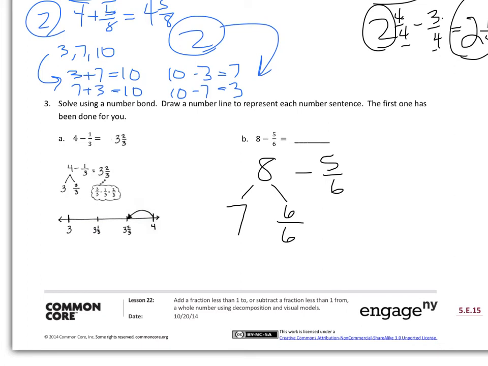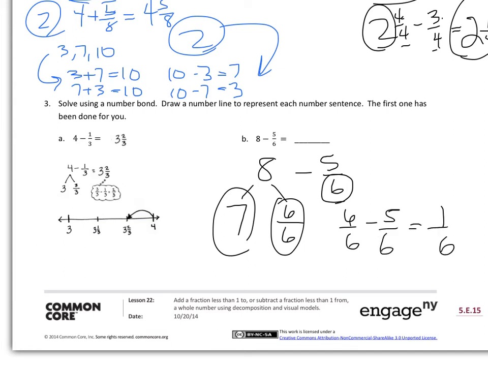The reason I chose 6/6 is because the unit I'm subtracting is sixths. So now I have 7 and 6/6. I can subtract 6/6 subtract 5/6, and I know that's 1/6. Then I have my whole number, 7 and 1/6. As far as the number line goes, they'd want to put 8 here, 7 here, and then break this into 6 equal parts. And then label those and then show the subtraction.